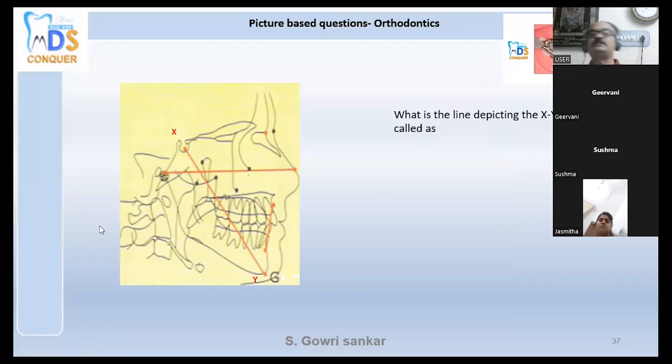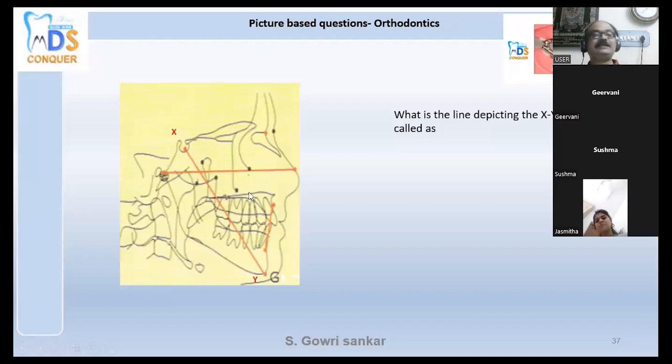So what they do is they draw a line tangent to the ramus and tangent to the mandible, and the bisector, they take it roughly. So they draw a line like this. They draw a line like this. The bisector point, they take as the gonion point. As such, gonion point doesn't exist. The gonion angle exists in the mandible.